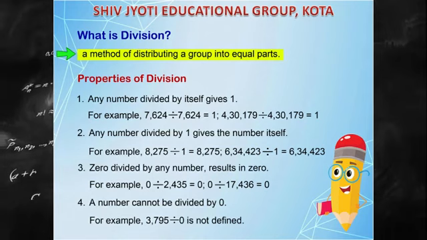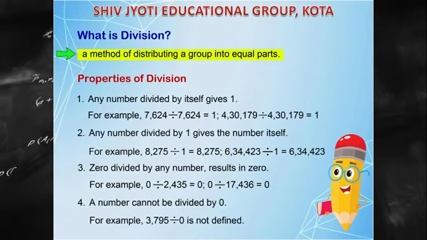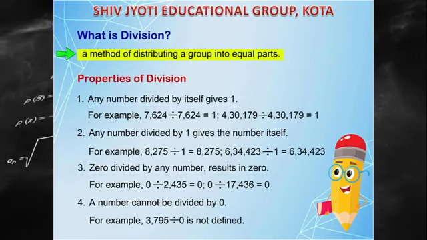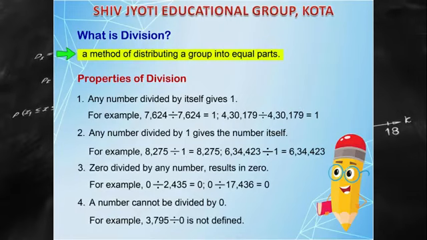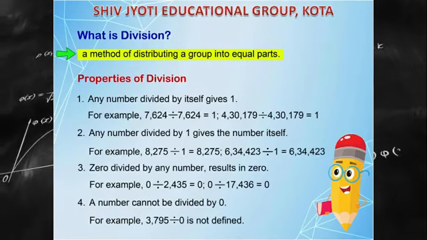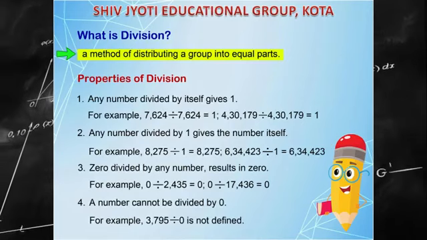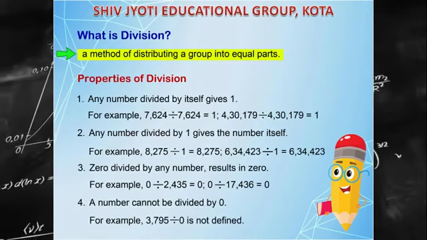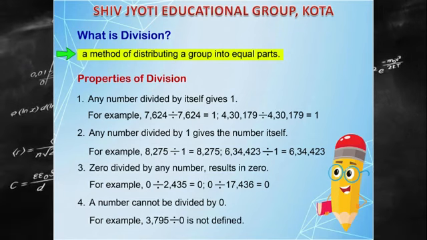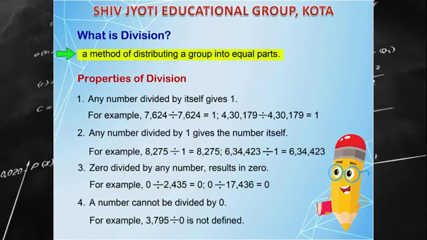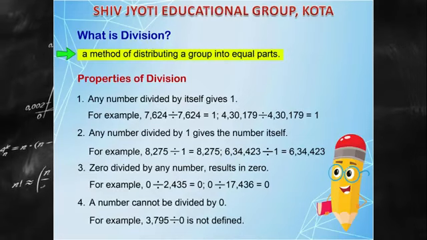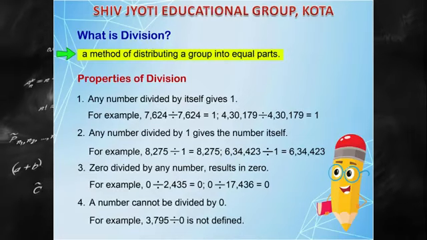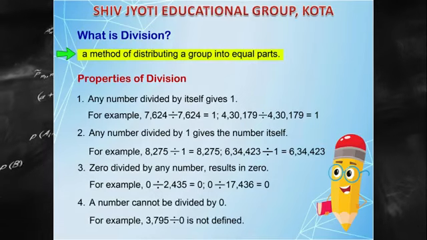Any number divided by itself gives 1. For example, 7,624 divided by 7,624 is 1. And 4,30,179 divided by 4,30,179 is also 1. Second property is any number divided by 1 gives the number itself.